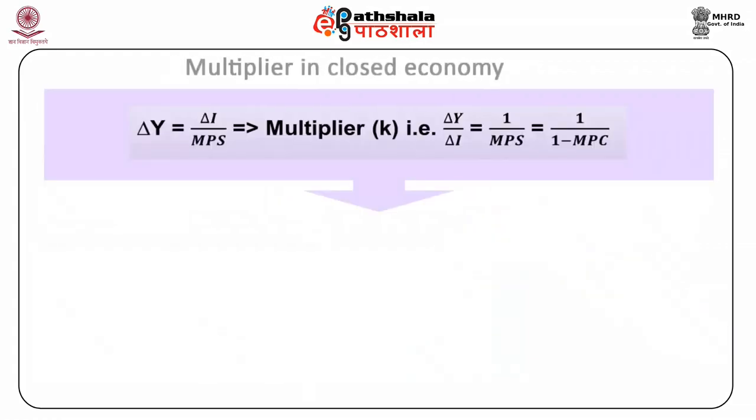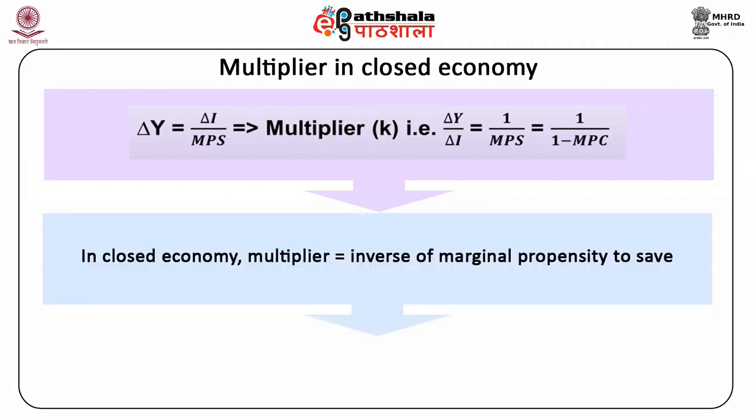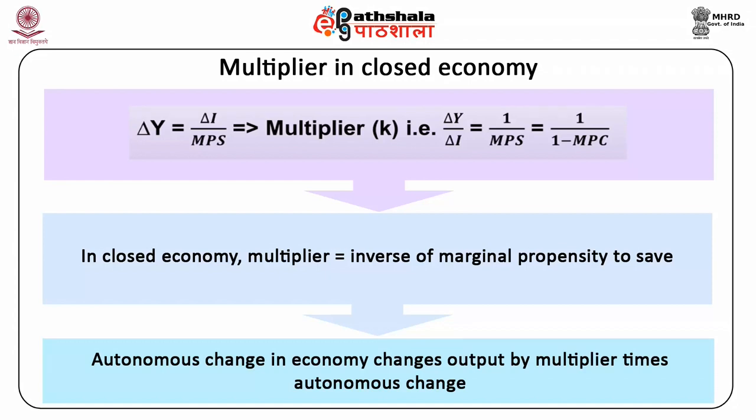Also, delta Y is equal to delta I upon MPS, since delta S is equal to delta I. Hence, multiplier K, that is delta Y upon delta I, is equal to 1 upon MPS, which is equal to 1 upon 1 minus MPC. In the closed economy, multiplier is equal to the inverse of marginal propensity to save. Any autonomous change in economy changes the output by the multiplier times the autonomous change.